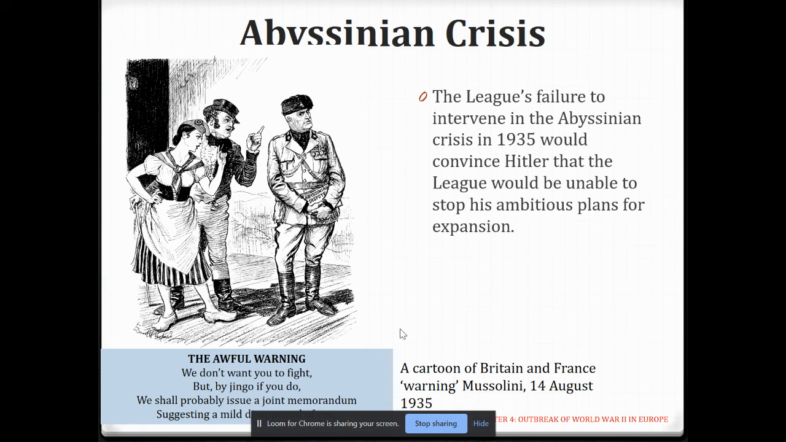So now, how is this linked to the start of World War II? Okay, again, if you think in terms of an SEQ, the main reason for World War II starting is due to the weakness of the League of Nations. How far do you agree with this statement? Explain your answer. The League's failure to intervene in the Abyssinian crisis in 1935 would convince Hitler that the League would not be able to stop his ambitious plans for expansion. So therefore, it comes back to how the League, being weak, would convince Hitler that he can do whatever he wants.